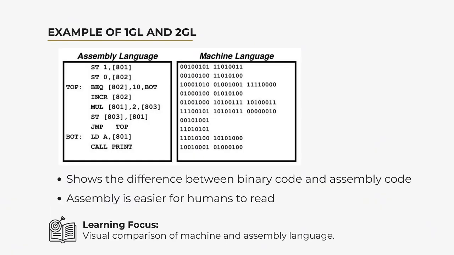Example of 1GL and 2GL. This slide shows 2 examples. One example is machine language. The other example is assembly language. Machine language looks like numbers. Assembly language uses words and symbols. Assembly language is easier for humans to understand.